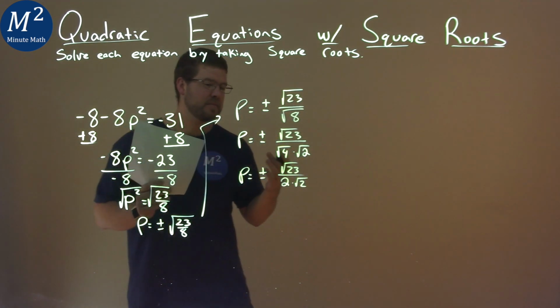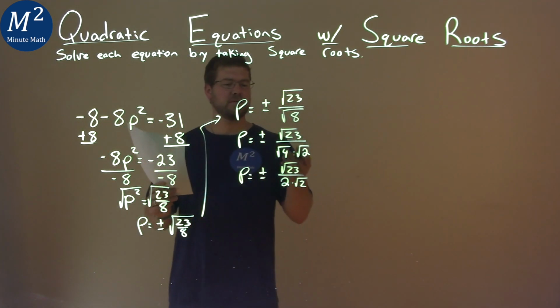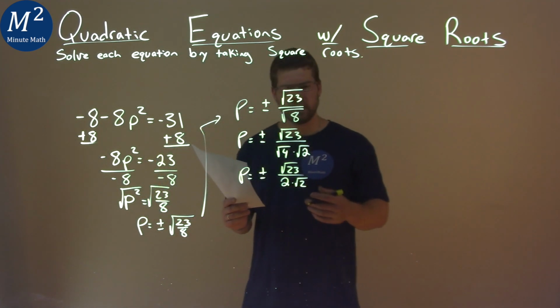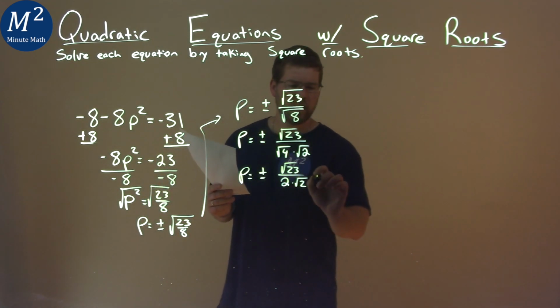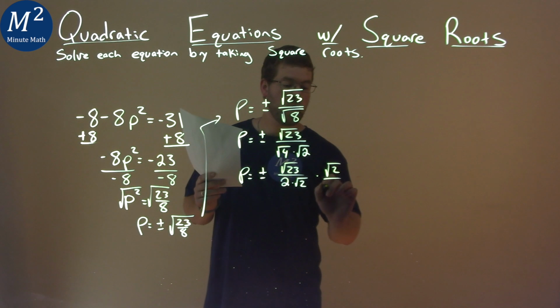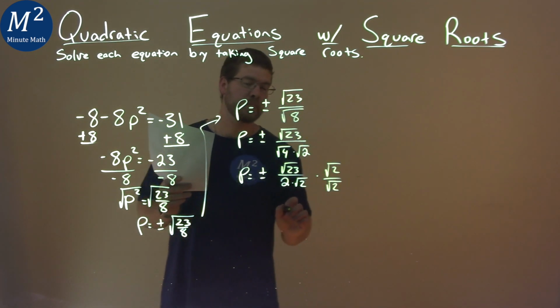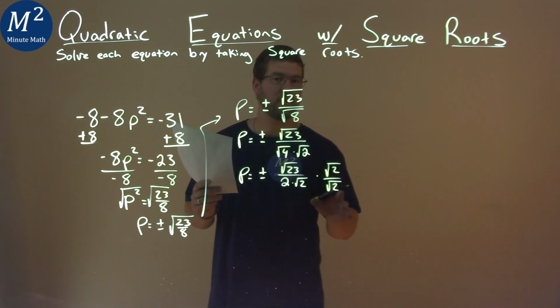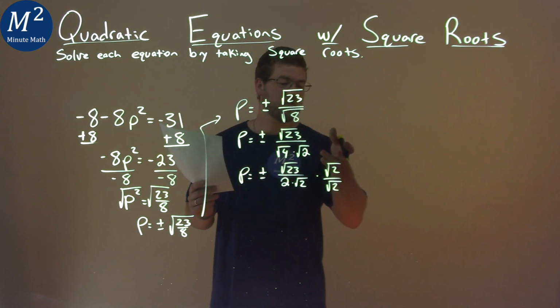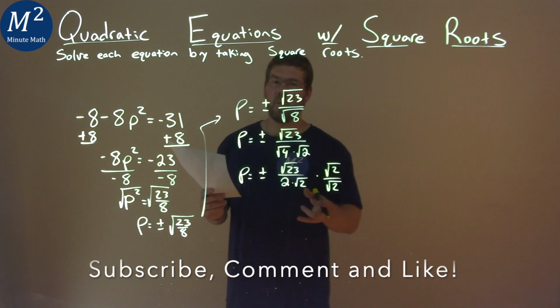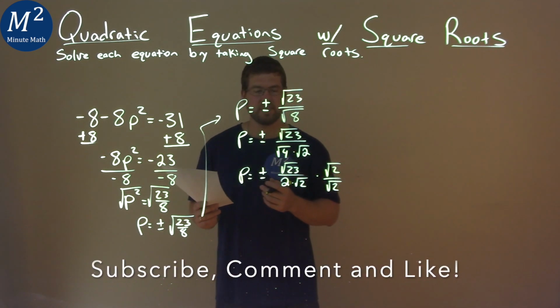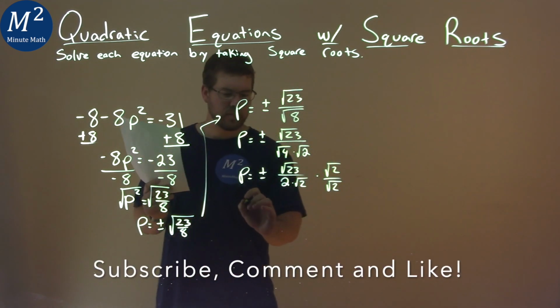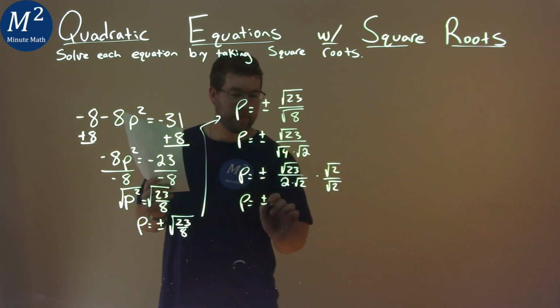But again, for nice writing, we don't have square roots in the denominator. So how do we get rid of that? Well, we have to multiply it by square root of 2 over the square root of 2. We do that because when we multiply square root of 2 times square root of 2, we get rid of that square root. And square root of 2 over square root of 2 is equal to 1. It won't change the equation. So p equals plus or minus.